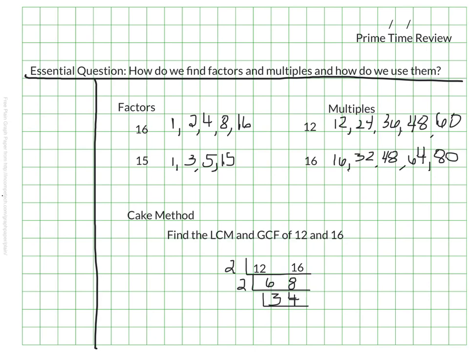So think about how to use these numbers to find both the common multiple and common factor of 12 and 16. Take a moment, pause the video, and then we'll meet back and we'll see how we did. How'd you do? The greatest common factor of 12 and 16 is 4, and their least common multiple is 2 times 2 times 3 times 4, which is 48.